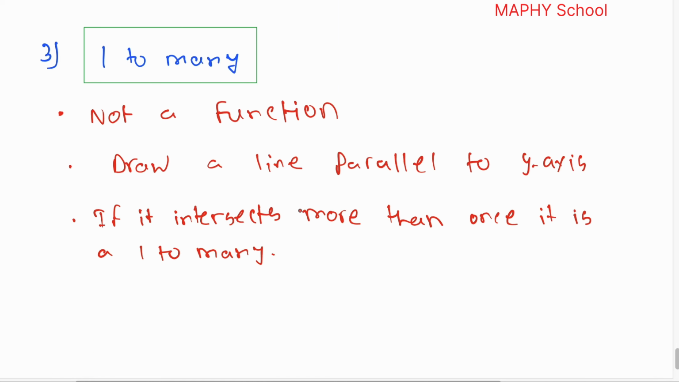And last, one-to-many. Basically, it is not a function. How can you know that it is a function or not a function, or it is one-to-many? Draw a line parallel to the y-axis. If it intersects more than once, it is one-to-many.